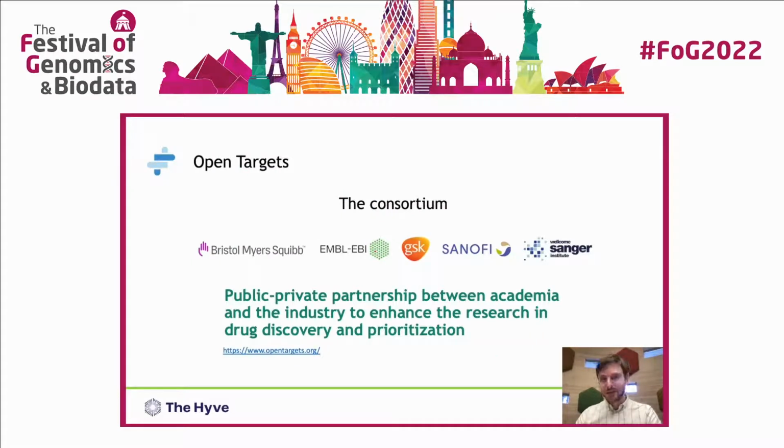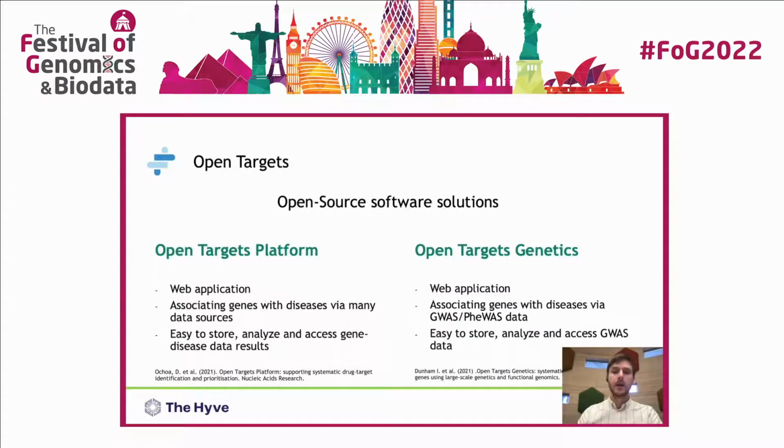Let's start with the foundation of Open Targets, which is the Open Targets Consortium. The Open Targets Consortium is a public-private partnership between academia and the industry that enhances the drug discovery and prioritization process. From the Open Targets Consortium, a lot of data has already been generated, and in order to store and analyze it, together with public data, multiple software solutions have been developed. Two of the main software packages are the Open Targets Platform and Open Targets Genetics.